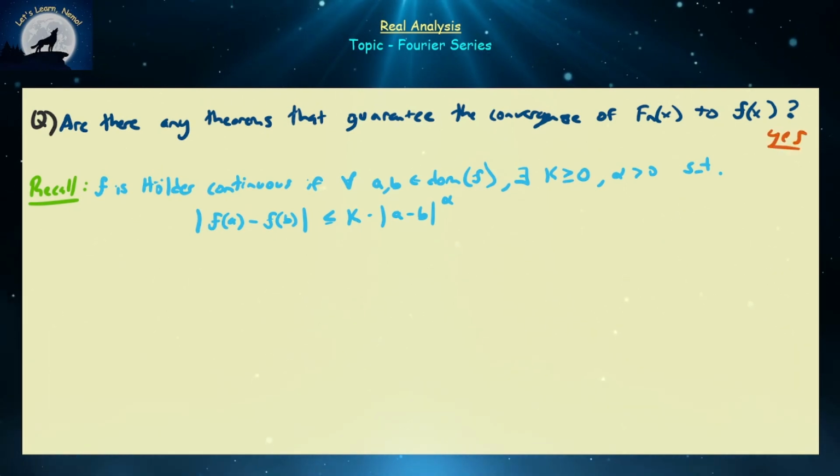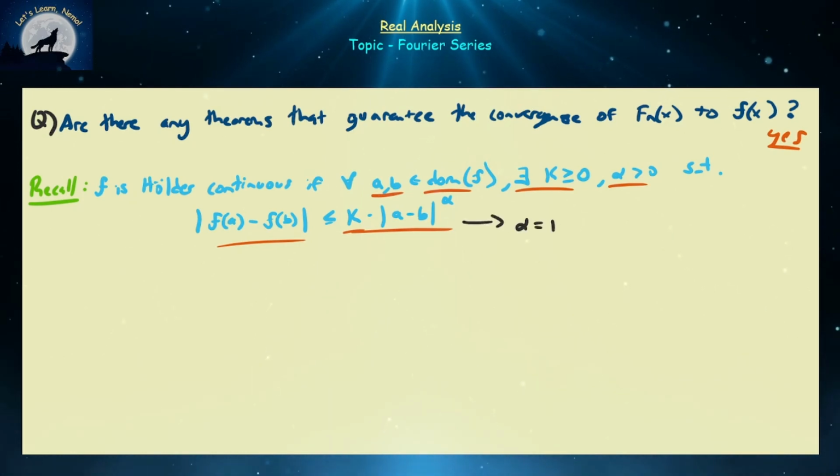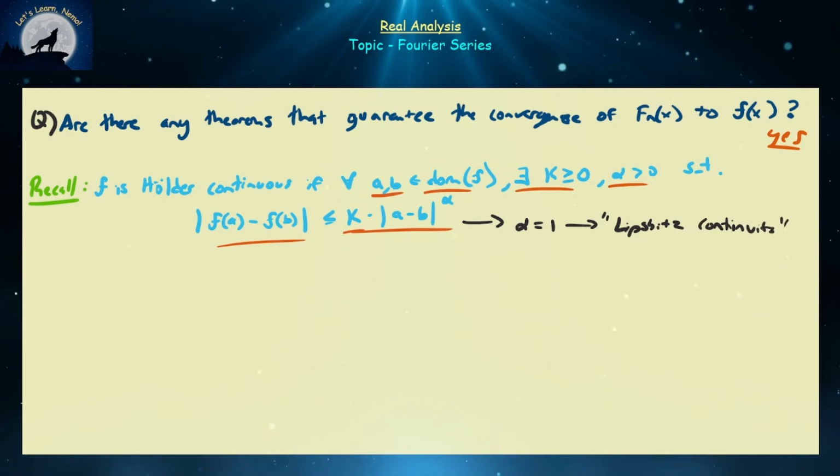The first theorem that I want to introduce is associated to Holder continuity. So recall that f is Holder continuous if for all a and b inside of the function's domain, there exists a non-negative constant k and a positive constant alpha, such that the distance between f of a and f of b is bounded by k times the distance between a and b to the power alpha. And you might remember that if alpha is equal to 1, then we say that this function f is Lipschitz continuous. So Lipschitz continuity is a special case of Holder continuity.